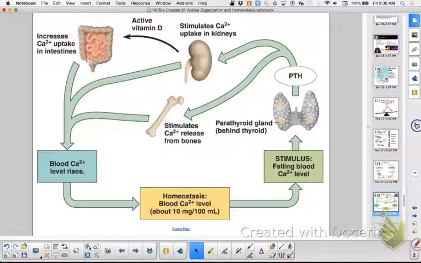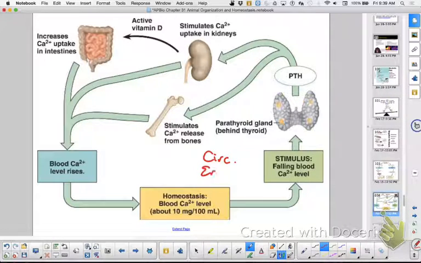So let's take a look at this. Your blood calcium levels are too low. Okay, so we've got our circulatory system involved, right? So we've got our circulatory system. Now we have a parathyroid gland. What system is that? Endocrine.